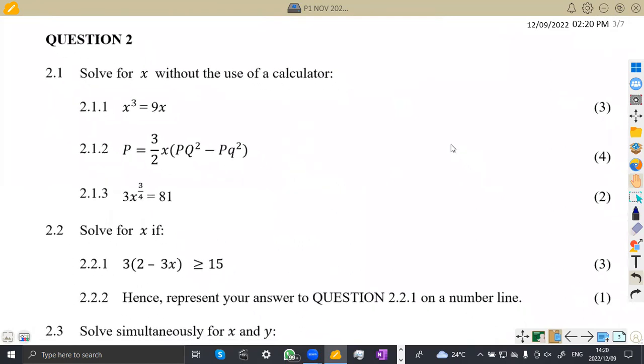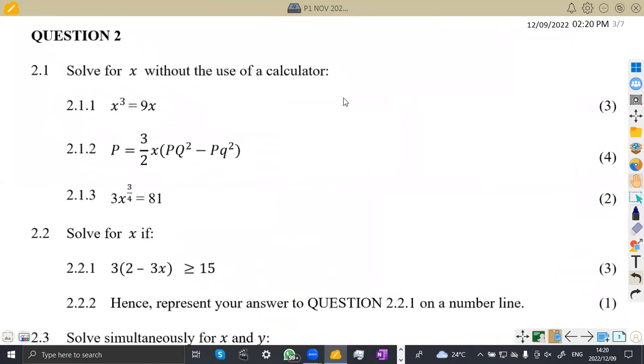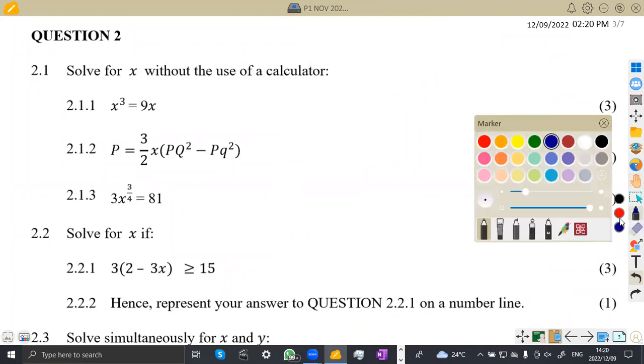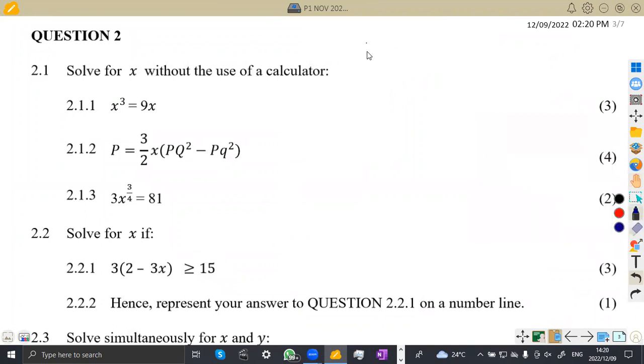Question number 2, we are given to solve for x without the use of a calculator. These are equations, so no calculators. Okay, so 2.1.1, we are given a cubic equation, x cubed is equal to 9x. So what can we do? We can just transpose 9x to the other side of the equation. So it's going to be a negative. So this will be x cubed minus 9x is equal to 0. x is common between the two, so you can factor out x here. x cubed divided by x, that's x squared, minus 9x divided by x, that is negative 9.